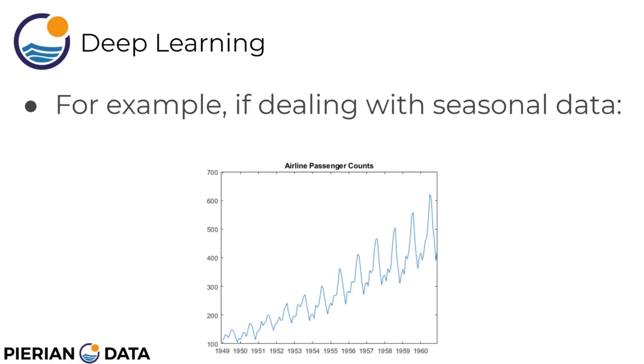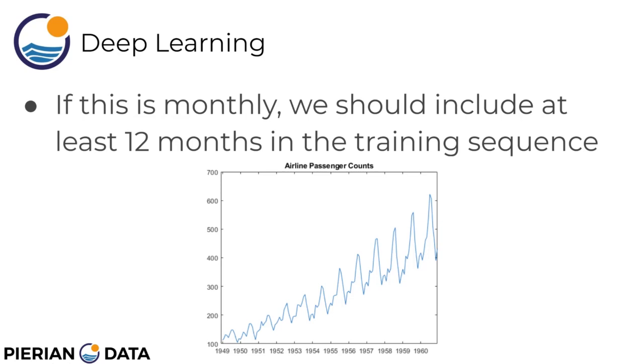That sort of domain knowledge and experience, and also just exploring the data set using tools like pandas, can lead you to understand the minimum size of a training sequence. So if this is monthly data, we should probably include at least 12 months in the training sequence so our network can learn the pattern of a year of data. Given this data set, we would say include at least 12 months of data or more.